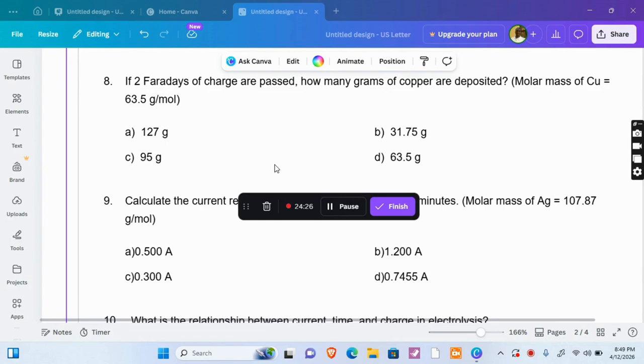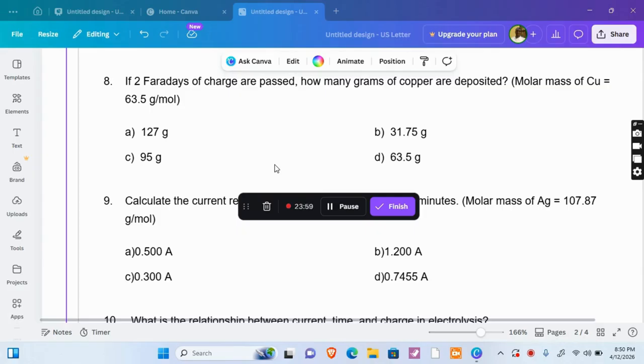So the major objective of this class is I want you to know the two laws of electrolysis, Faraday's first and second laws of electrolysis, and then how we can use these laws to solve some calculation problems.